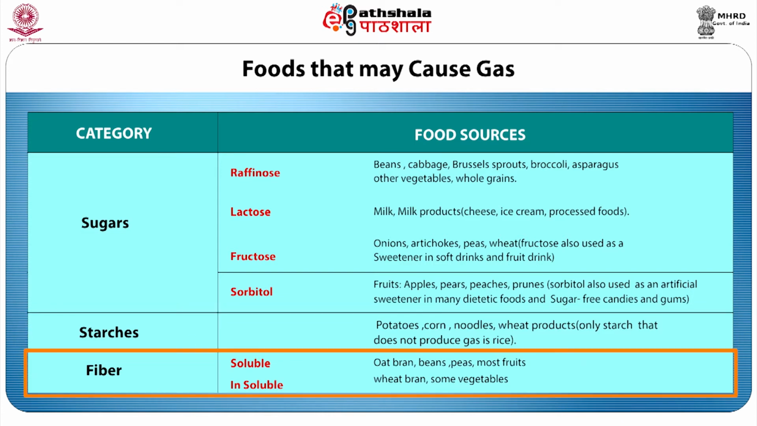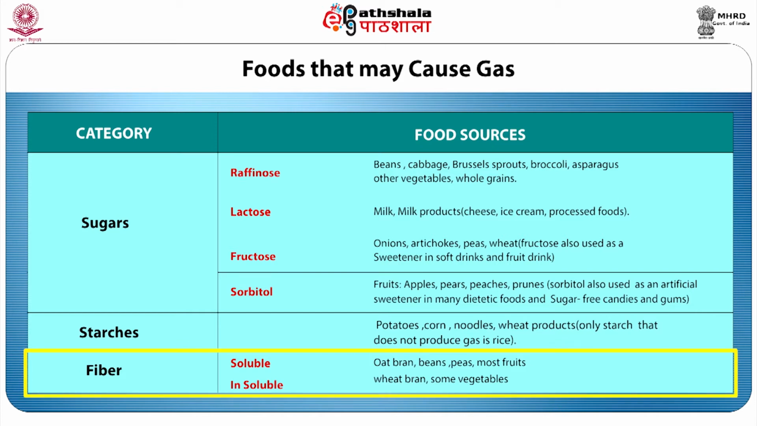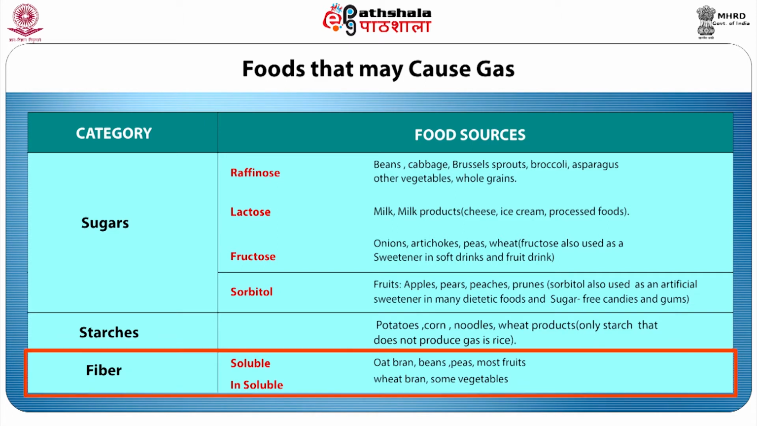Fibers such as soluble fiber in oats, beans, peas and most fruits, and insoluble fiber in wheat bran and some vegetables all produce gas.